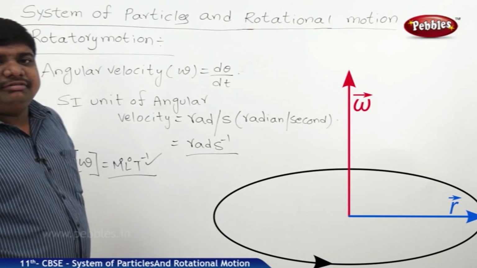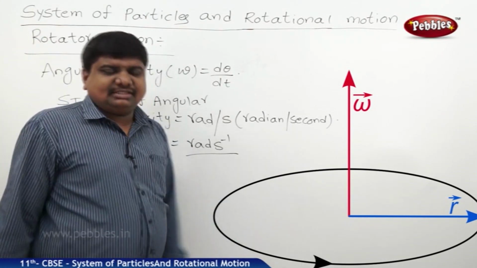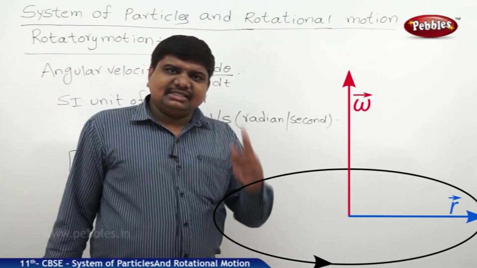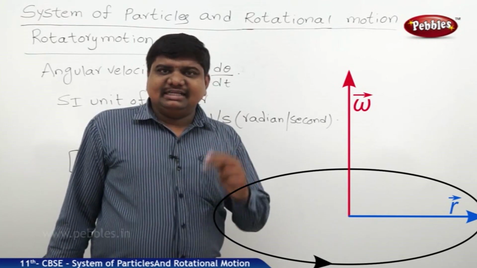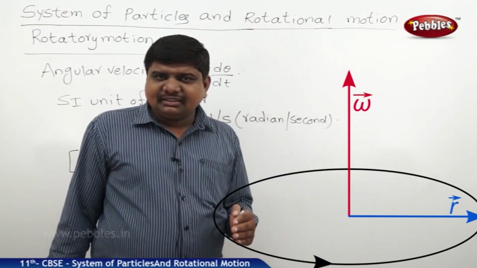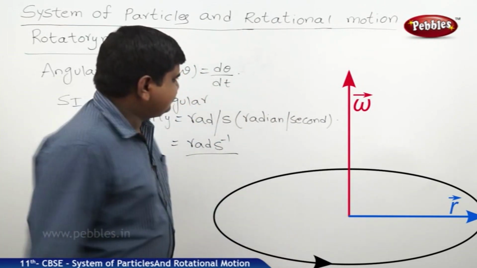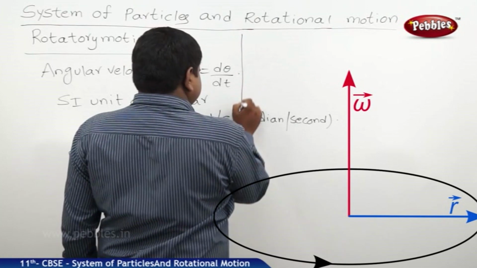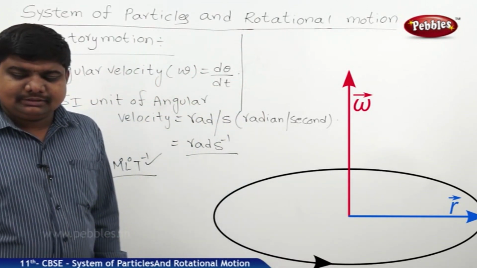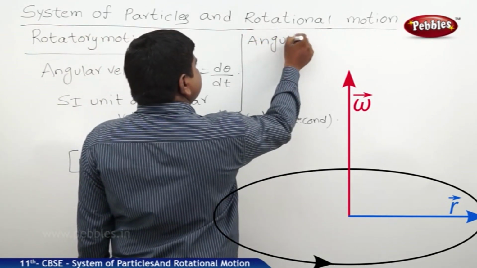This angular velocity is different for different objects. Suppose you take any wall clock. In a wall clock, we can see the seconds hand and minutes hand. Angular velocity for the second hand is different, and for the minutes hand is different. So what are those values? It will be like this. Angular velocity of the seconds hand.